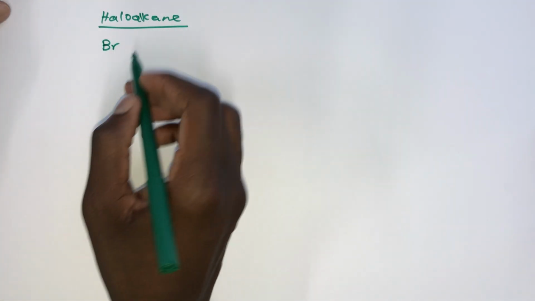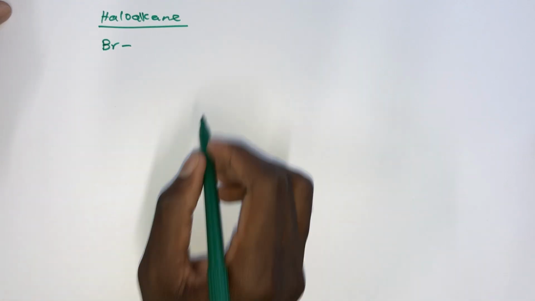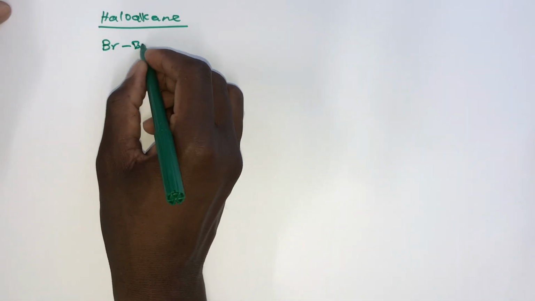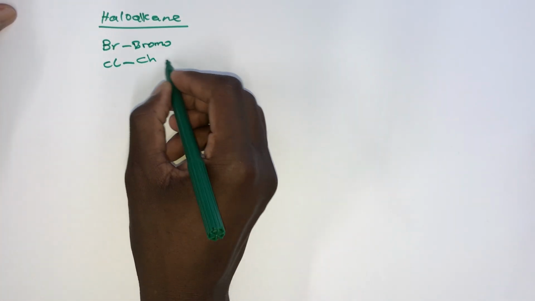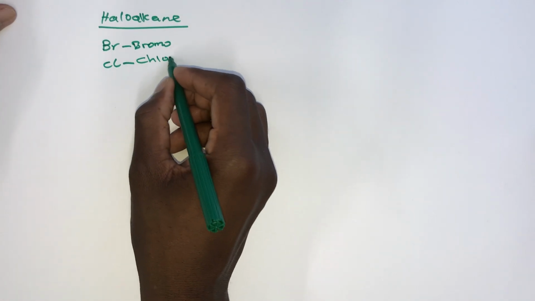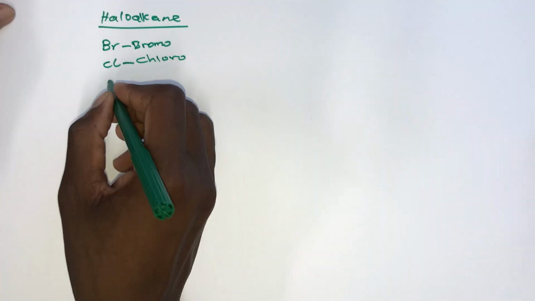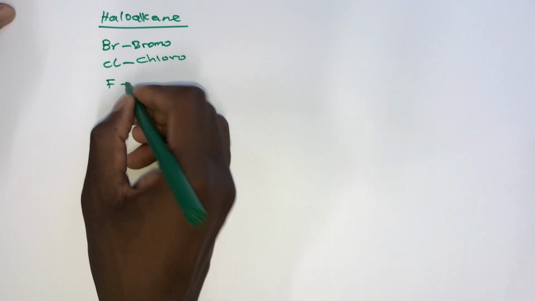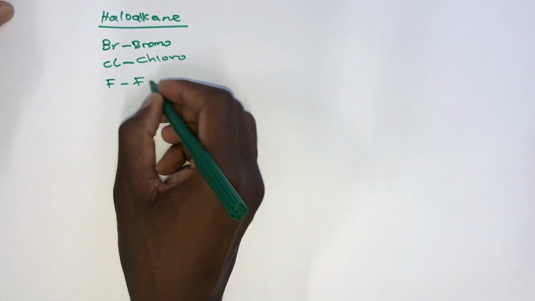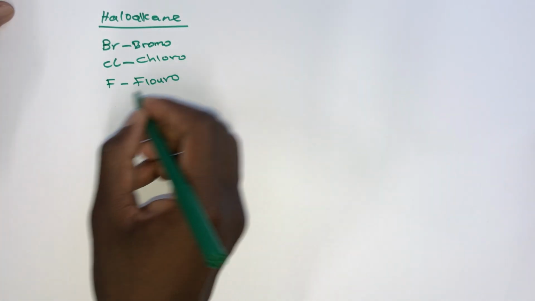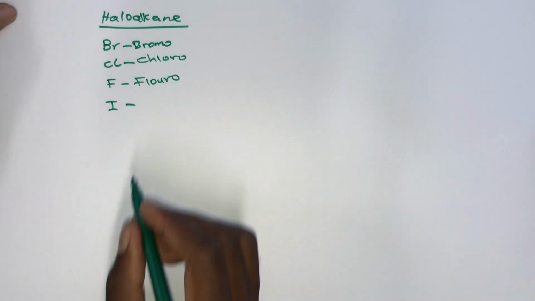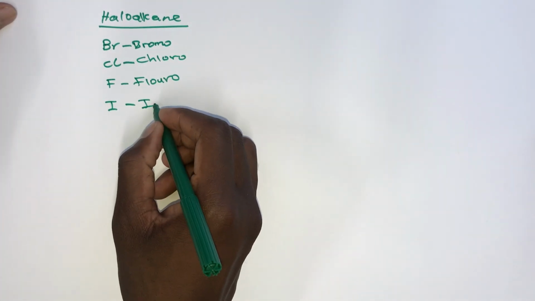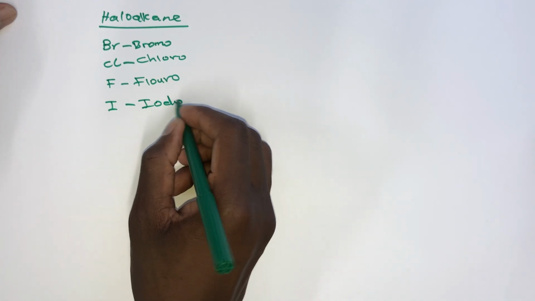We have Br for bromine. So when we name the structure, we're going to say this is bromo. And then Cl for chlorine, we're going to say this is chloro. And then we have F for fluorine, we're going to say this is fluoro. And then we have I for iodine, so we're going to say this is iodo.